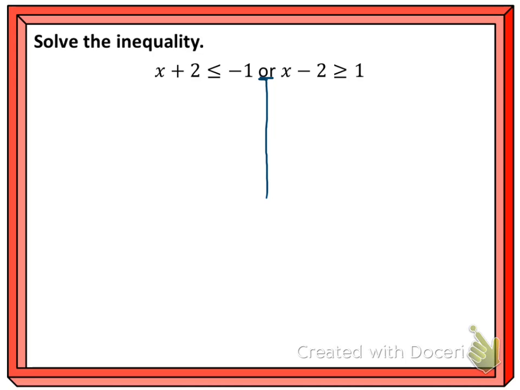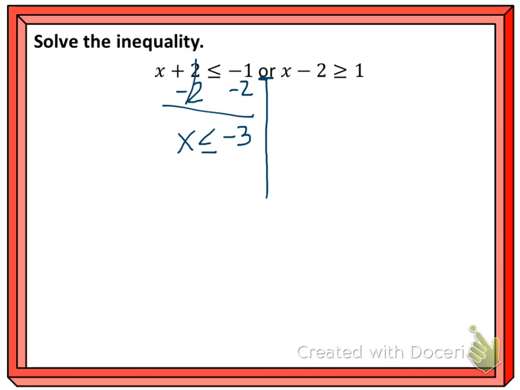So the one on the left, x plus 2, is less than or equal to negative 1. Let's get x by itself by subtracting 2 from both sides. Those two will cancel, and I have x is less than or equal to, and then these are both negative, so they add up, negative 3. So there's part of the answer.